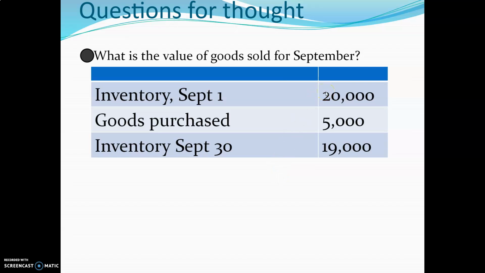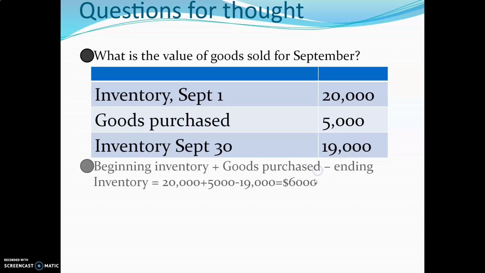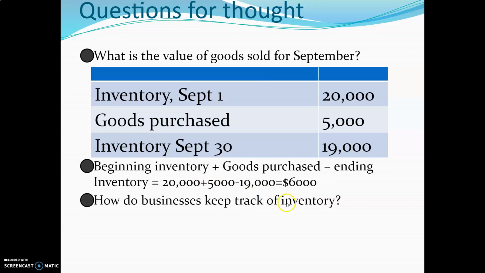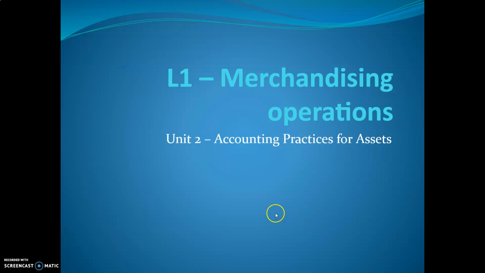Should be 20,000 plus 5,000 minus the 19. So 20 plus 5 is 25. 25 minus 19 is 6. So in this case, we'll have $6,000, which is going to be our goods sold for September. So a very similar idea to what we did in the supplies example. Now, how do businesses keep track of inventory? And that's what we're going to look at here.